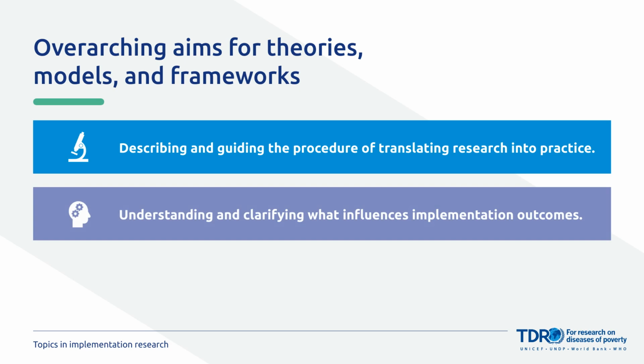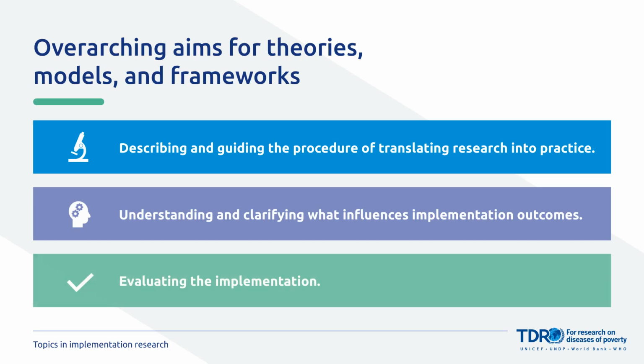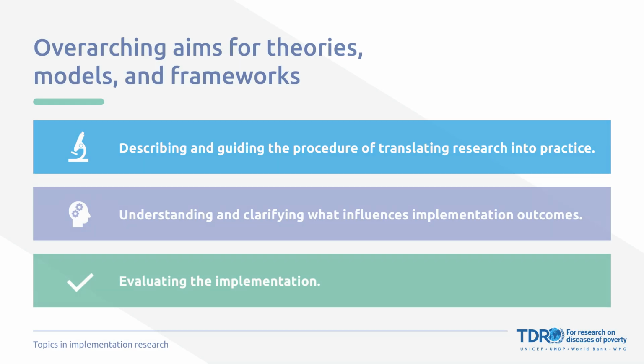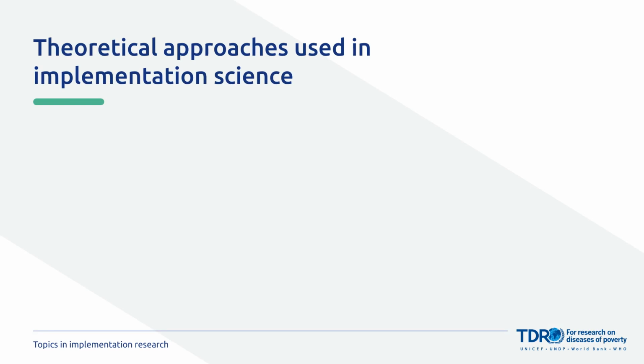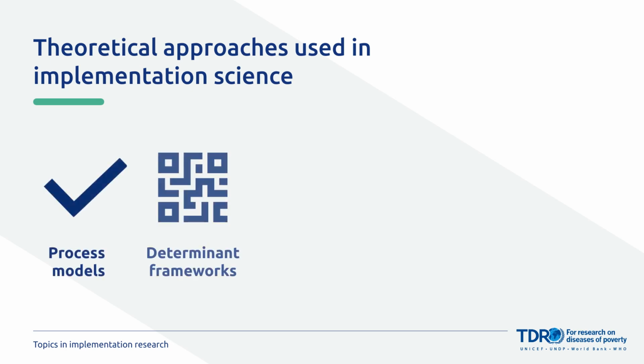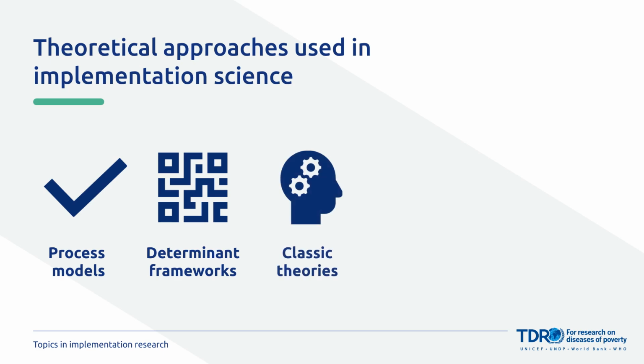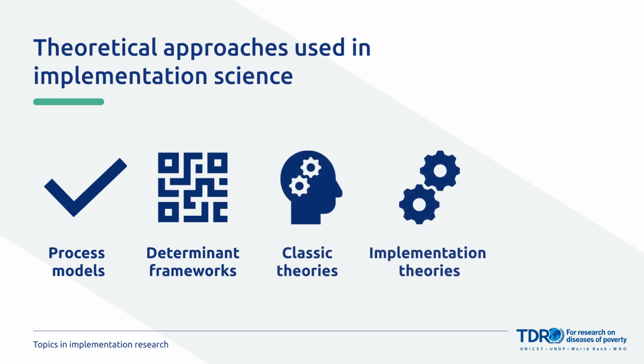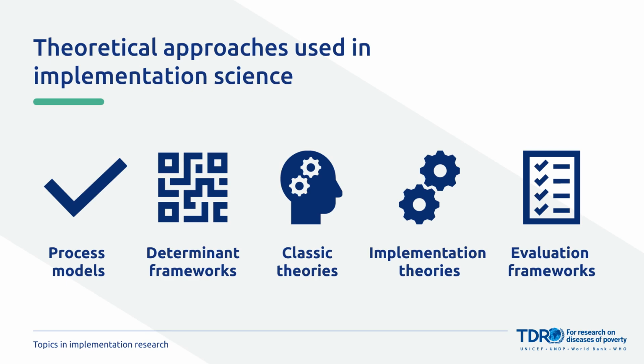Understanding and/or explaining what influences implementation outcomes. And 3. Evaluating the implementation. The 5 categories of theoretical approaches used in implementation science are: 1. Process models. 2. Determinant frameworks. 3. Classic theories. 4. Implementation theories. And 5. Evaluation frameworks. We will now briefly describe each of these theoretical approaches.